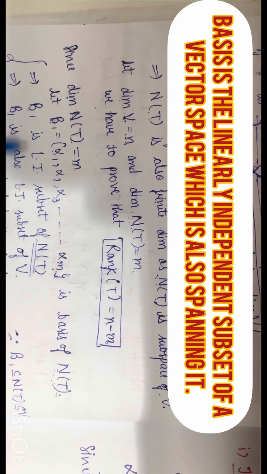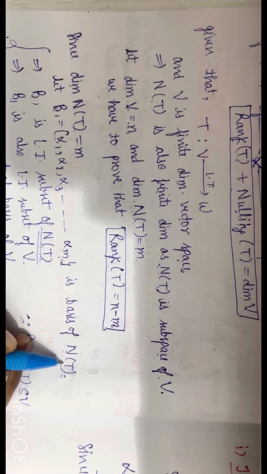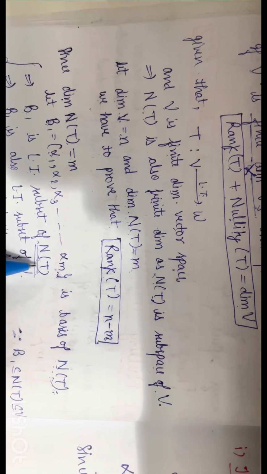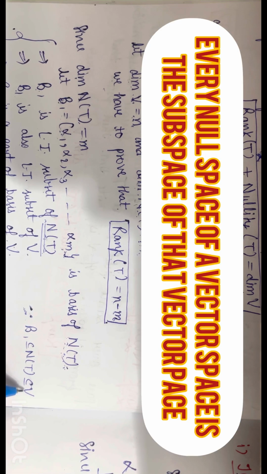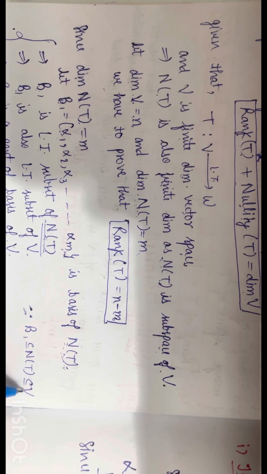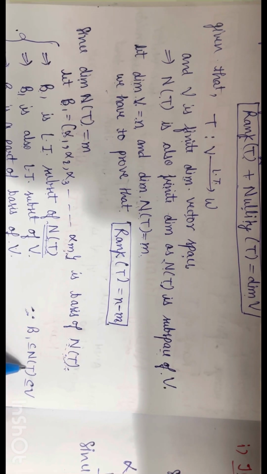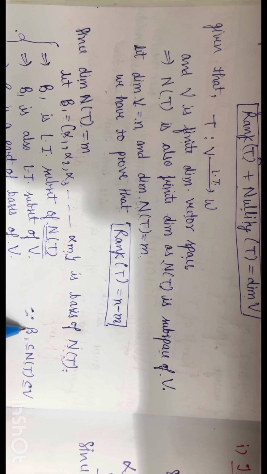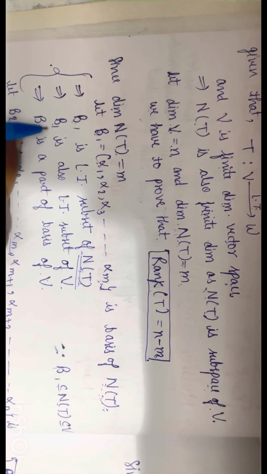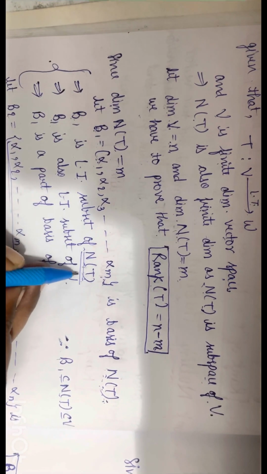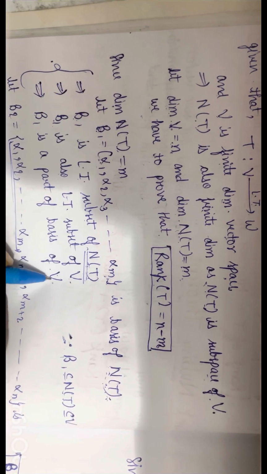So B1 is a linearly independent subset of V, because B1 is the basis of null space of T. B1 is a linearly independent subset of null space, and null space is a subset of V. It is by definition of subspace. A subspace of any vector space is a subset of V which is also a vector space over the same field F. Now, null space is a subset of V, B1 is a subset of null space. So automatically B1 will be a subset of vector space V. B1 is also a linearly independent subset of V, so it can be written that B1 is a part of the basis of vector space V.